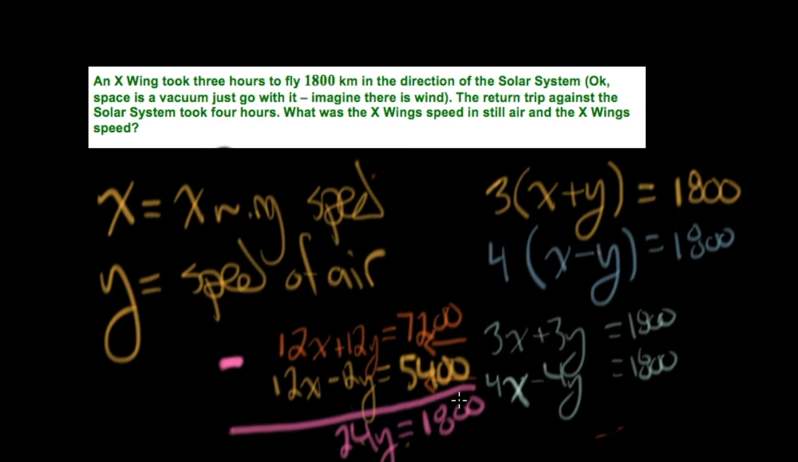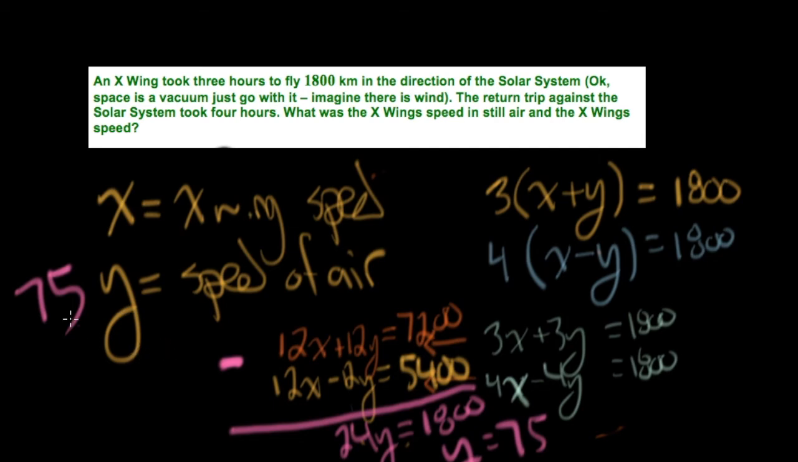And I'm not done yet. I need to divide both sides by 24. And when I do 1,800 divided by 24, I get 75. So y is 75. I'm going to put that up here just so I know my speed of the air is 75. That's exciting.